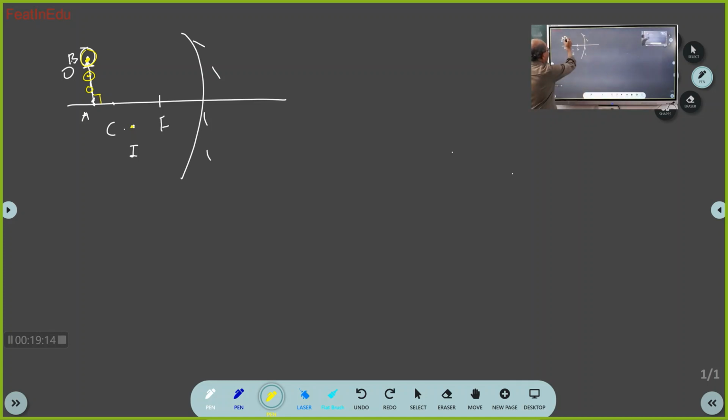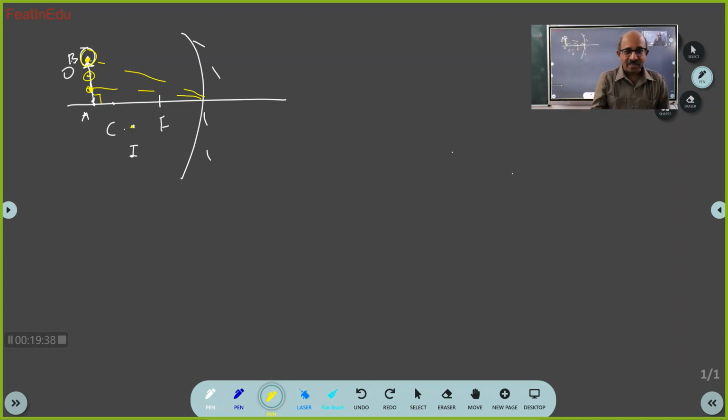What is the distance in optics? What is the object distance of this point, and what is the object distance of this point? It's equal. Is this more than this? Is the object distance of this point more than the object distance of this point? They are equal.